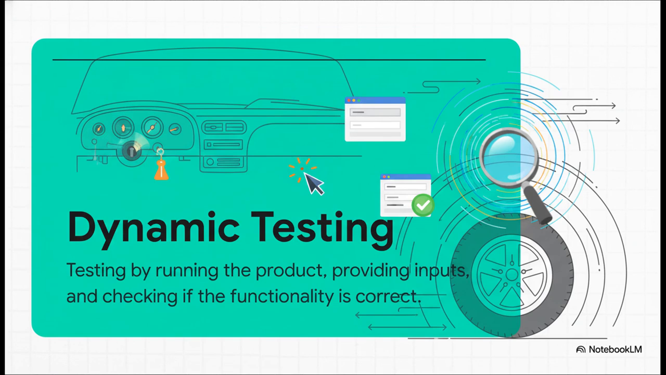And of course, its opposite is dynamic testing. This is all about testing in action. You're actually running the software, you're giving it inputs, you're clicking buttons, and you're checking to see if the outputs are what you expect. So if static testing is checking the blueprints, dynamic testing is turning the key in the ignition and taking the brand new car for a drive.